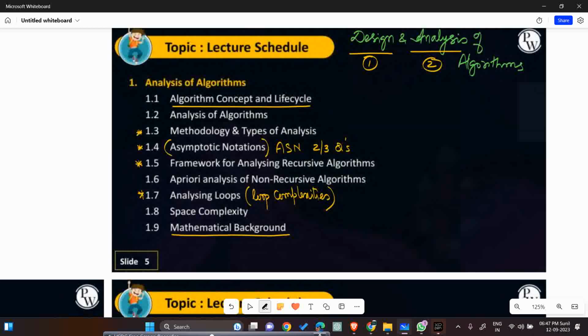Today we are going to see the algorithm course. The topics to be covered in this lecture: the lecture schedule is this, I think. Design and analysis of algorithms. Alright. First would be algorithm concept and life cycle. Analysis of algorithms, methodologies and types of analysis.